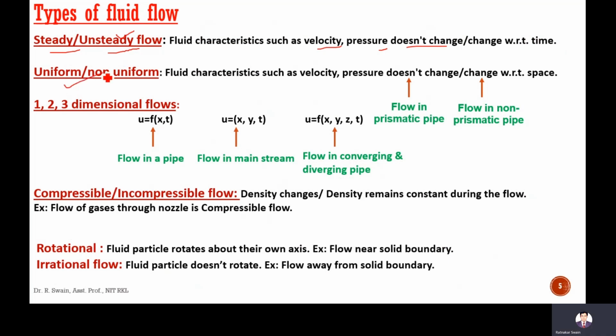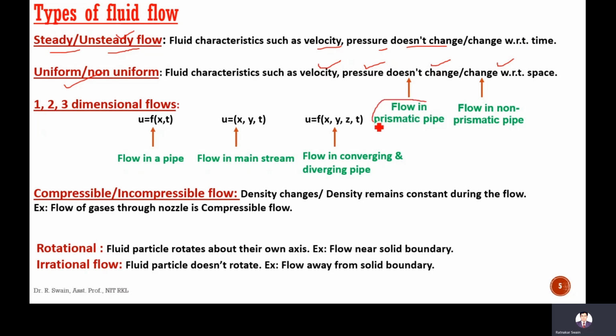Similarly, uniform and non-uniform flow are defined with respect to space. In uniform flow, the fluid characteristics such as velocity, pressure, even the flow depth do not change. They remain constant throughout the length of the river or system. If they change with respect to space, it is called non-uniform flow.